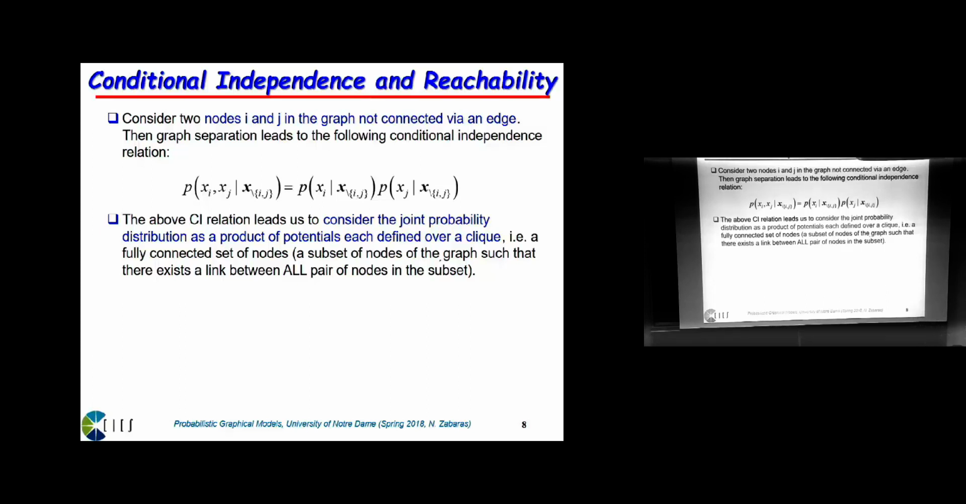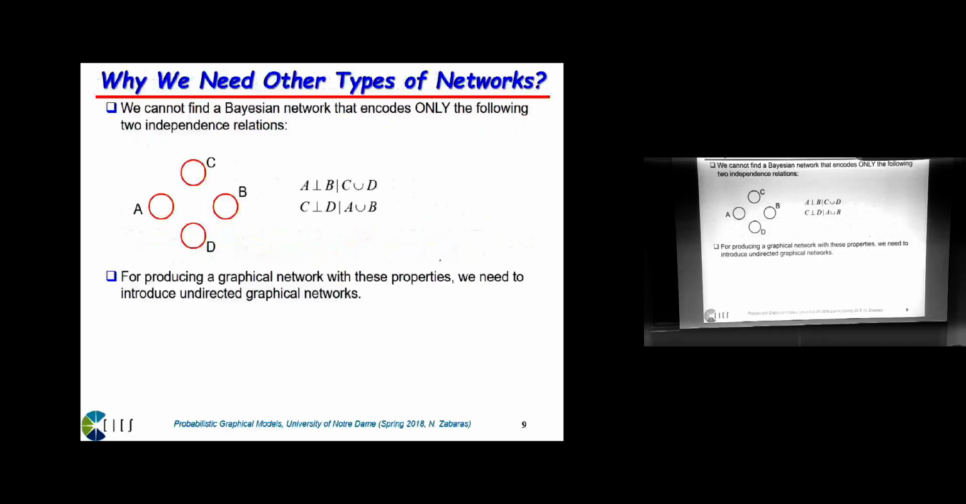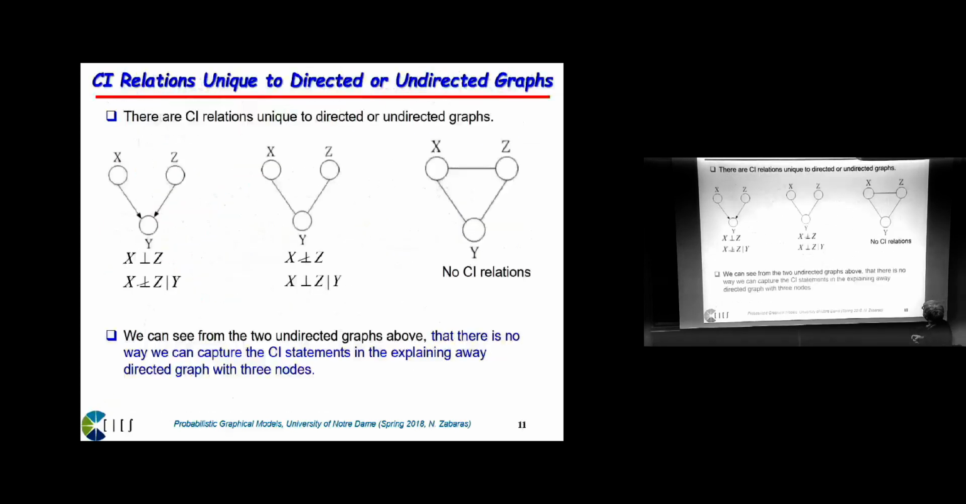So the idea here is I'm writing this as a generic conditional independence relation, but I want basically to motivate the concept that the joint probability distribution can be written as a product of potentials where each of them is defined over a clique. So this relation of potentials defined over the cliques is a way to implicitly enforce the independence relations that we see up there. I'm not going to go over this because we already have seen it.